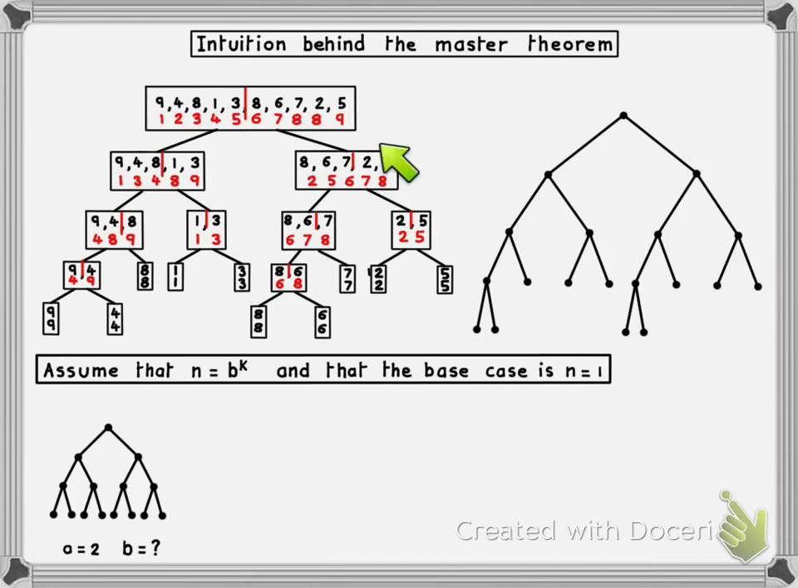For example, notice here that the fact that b and a are both equal to 2 is a coincidence. a is equal to 2 because every node has two children, and b is equal to 2 because the input sequence is cut in half. But it is quite possible, and we've seen examples of that, where the value of b is different from the value of a. So we can't tell the value of b just by looking at the tree.